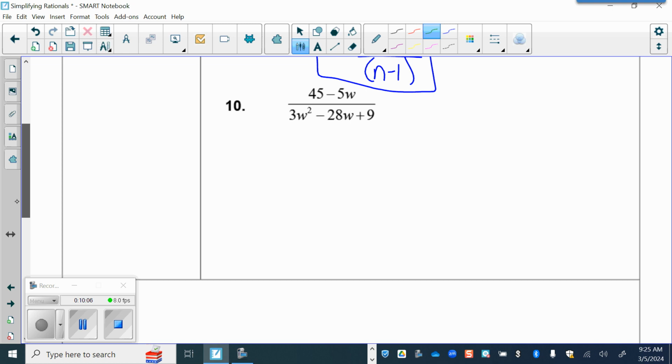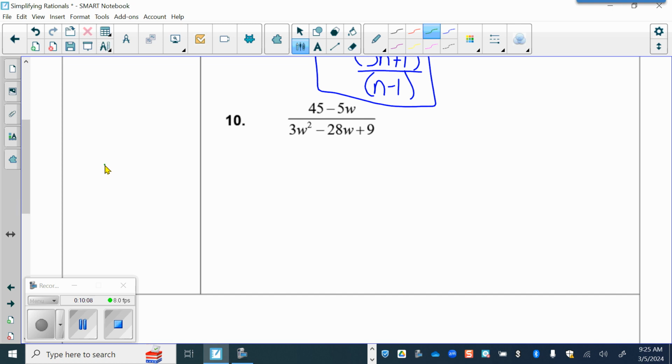All right, number 10. Last one for this lesson. The fact that W is at the end concerns me. I'm going to start by pulling out a -5, giving me W plus 9. And here, 3W, W, 3 times 9 is 27. So -9, -1, -27 minus 1 is -28.